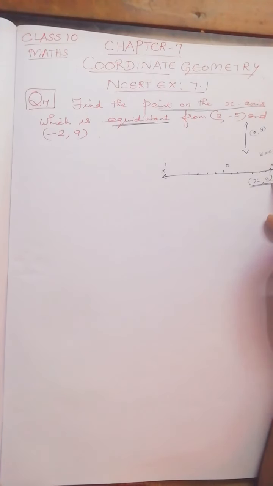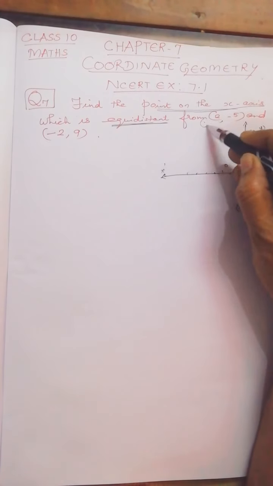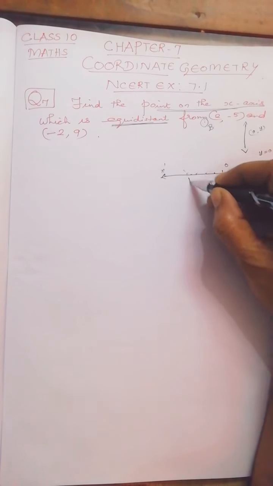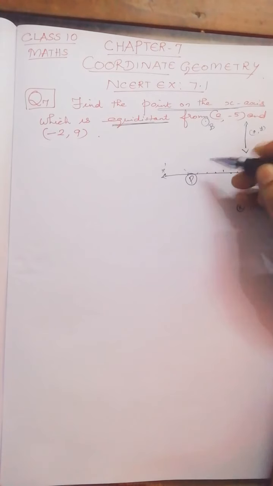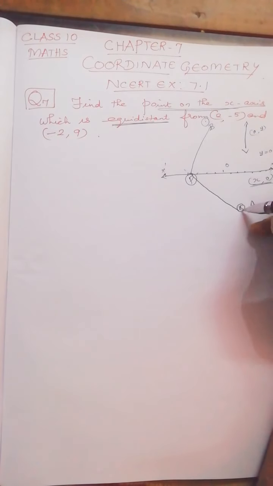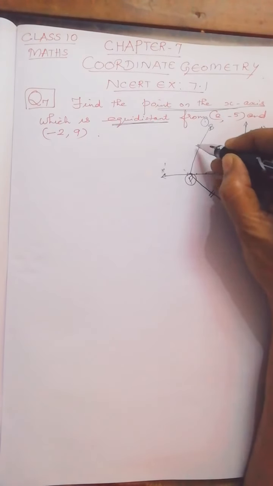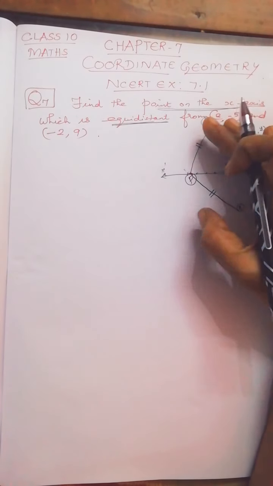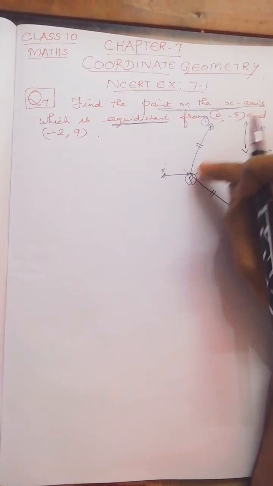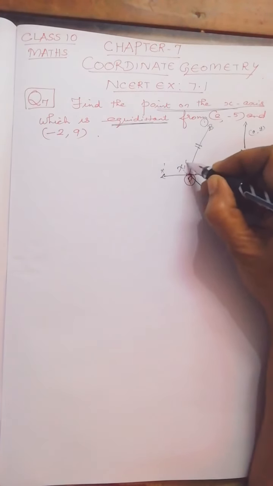And there are 2 points, (2, -5) and (-2, 9). For example, this is point A, and the next, (-2, 9), somewhere like that, is B. The point on the x-axis, let that point be P, and what is given? It is equidistant from these points A and B. This point is at an equal distance, so PA is equal to PB. This is the relationship given. Making use of this relationship, by applying the distance formula, we have to find the coordinates of the point P, which we can take as (x, 0).